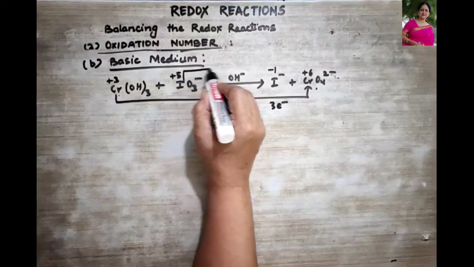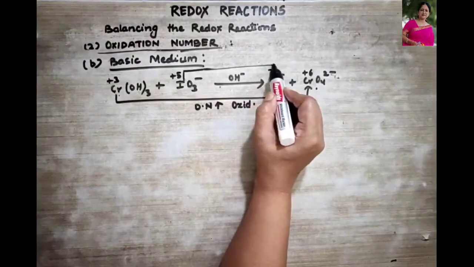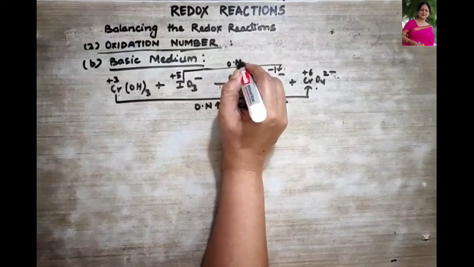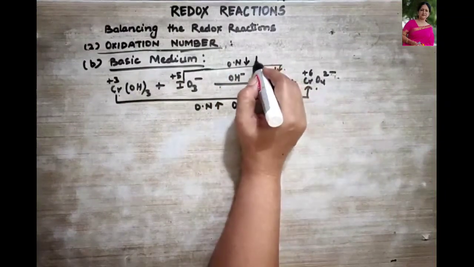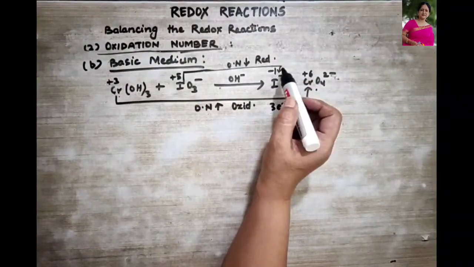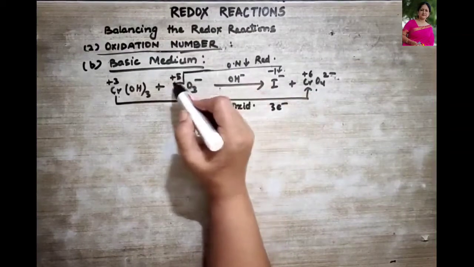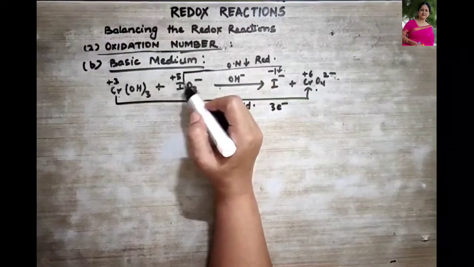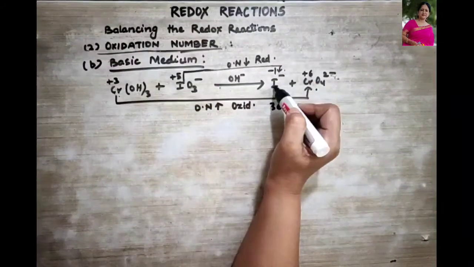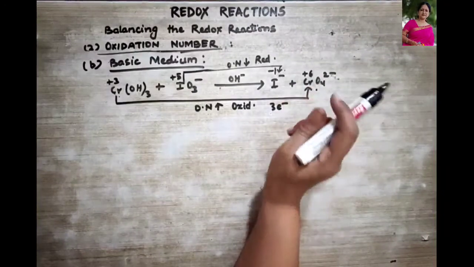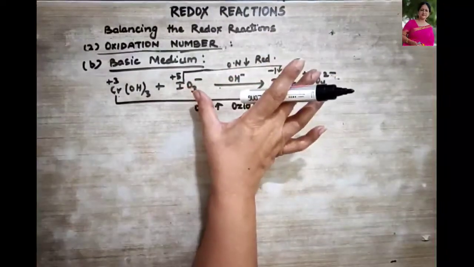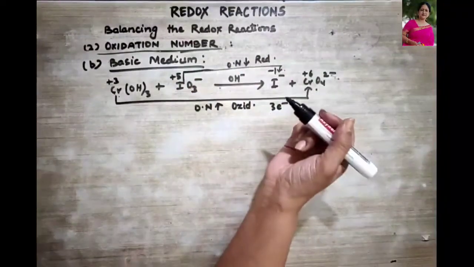Now let's talk about iodine over here. From plus 5 to minus 1, oxidation number is decreased, so over here reduction is taking place, right? So when reduction is taking place, it means addition of electrons is taking place. How many electrons are being added to iodine with oxidation number plus 5 to change into iodine with oxidation number minus 1? Now you cannot say 5 minus 1 is equal to 4. That is wrong. Okay. How are we going to do that?